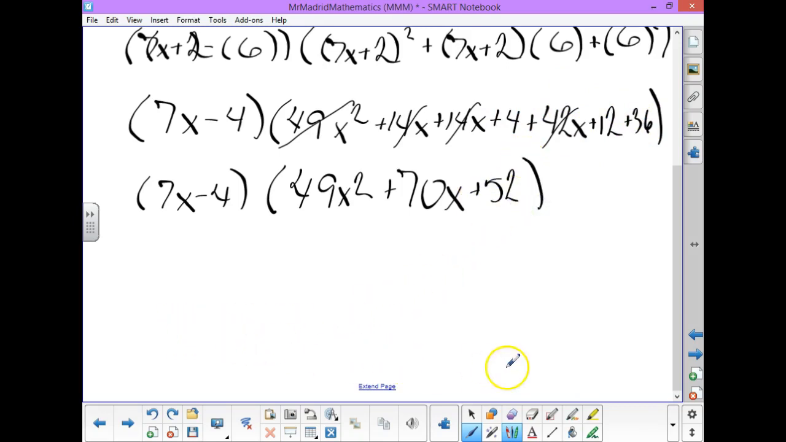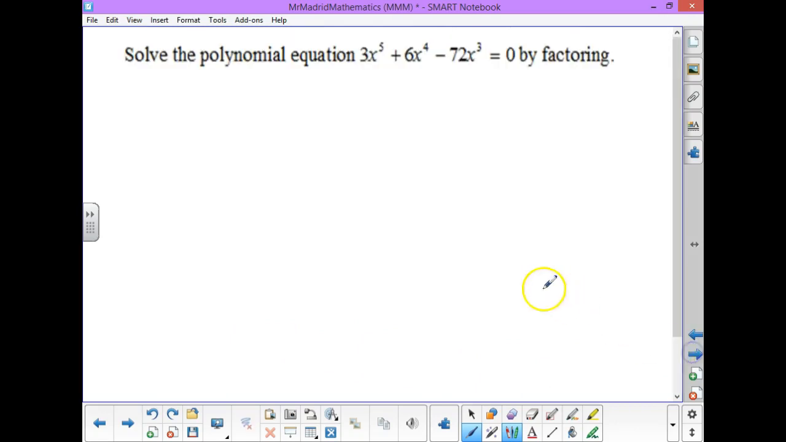Right. Done and done. We'll be looking at one more of those tomorrow. Okay, next. Solve the polynomial equation by factoring. Very much up your alley.